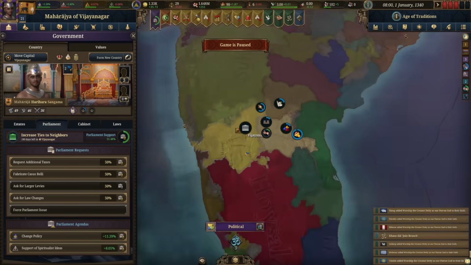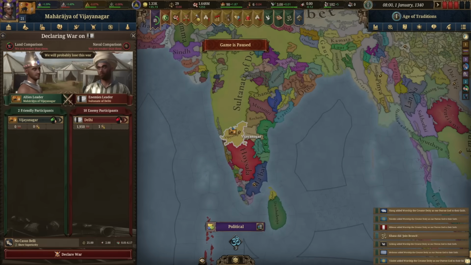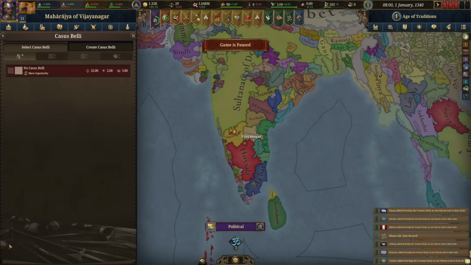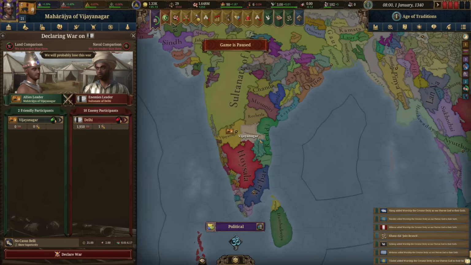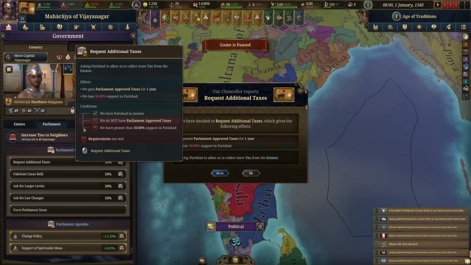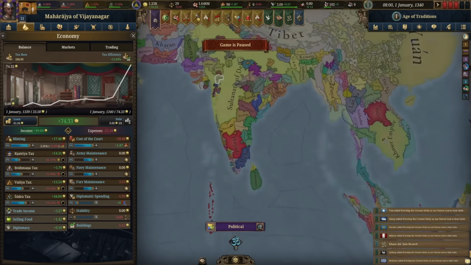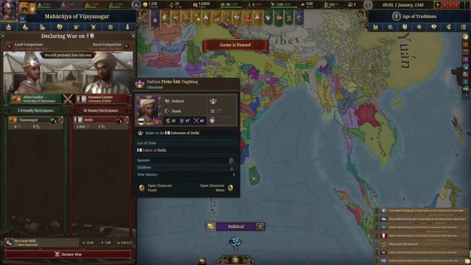I guess we could get a CB. Does it really matter? I mean, we're basically apparently screwed, but something tells me that I doubt they have 250k. Hopefully they don't. We'll find out. 25 stab. We can handle it. So I guess let's request additional taxes. Temporarily annoy our estates, but look, we need this money. We need to win this war. Let's go. All right, there we go.